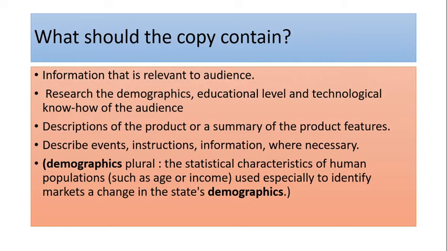So what should the copy contain? Information that is relevant to the audience, and research the demographics. Demographics means the statistical characteristics of human populations such as age or income, used especially to identify markets, as in a change in the state's demographics. So you have to research the demographics, educational level and technological know-how of the audience. And descriptions of the product or a summary of the product features will be there, and you can describe the events, instructions, and information where it is necessary.